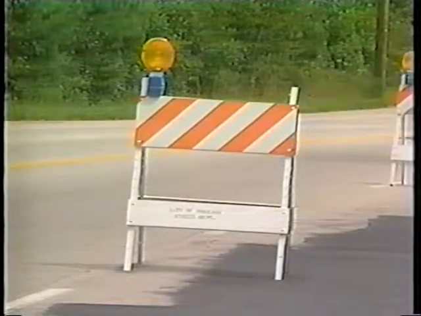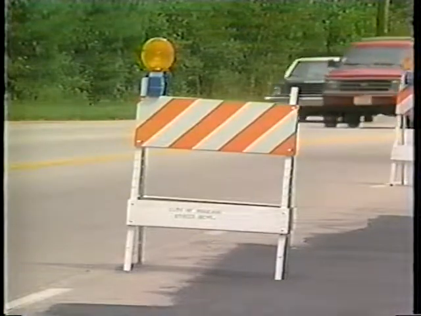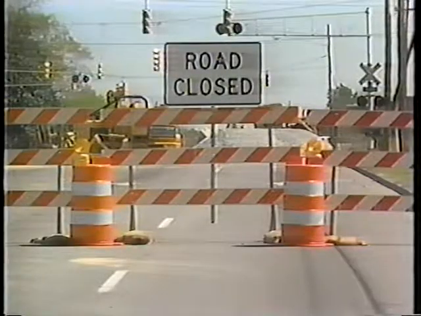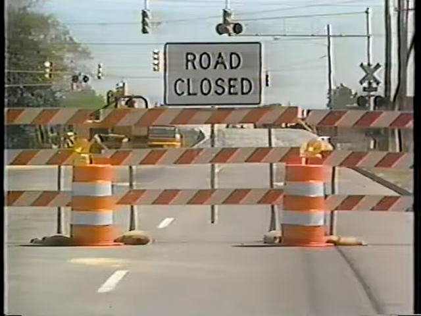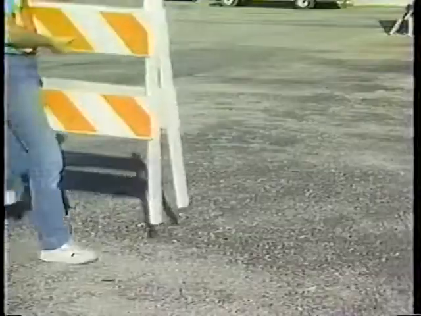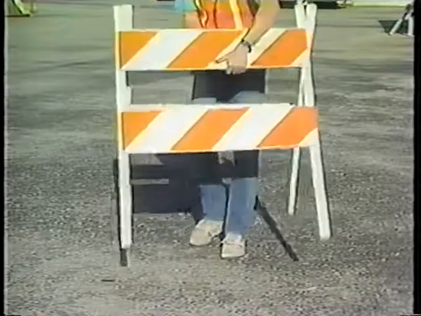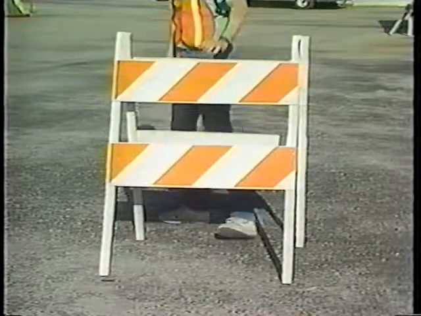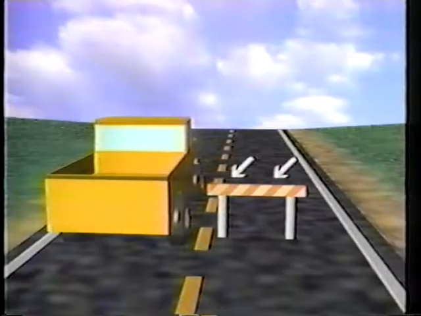Types 1 and 2 are portable and can be used for either channelizing or marking hazards. Type 3 barricades are used for road closures. Types 1 and 2 often have rails on both sides and may be used to separate opposing lanes of traffic. The rails have alternating orange and white retroreflectorized stripes that slope down toward the side traffic is to pass.